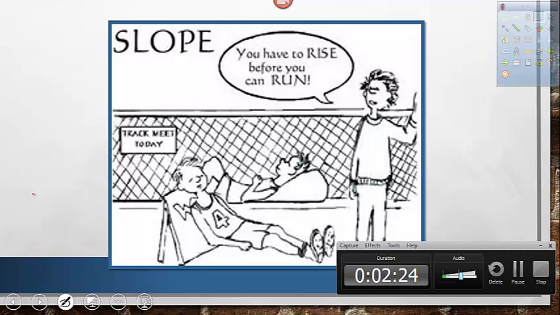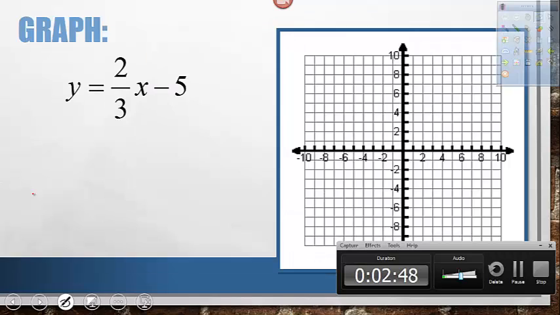Some people forget what to do first. What you do first is rise over run. Here's a cartoon mnemonic device to remember this. You have to rise first before you can run. If you can run when you're on the ground, that's pretty impressive. But I can't, so good luck with that. All right, let's jump into the academic part of it.